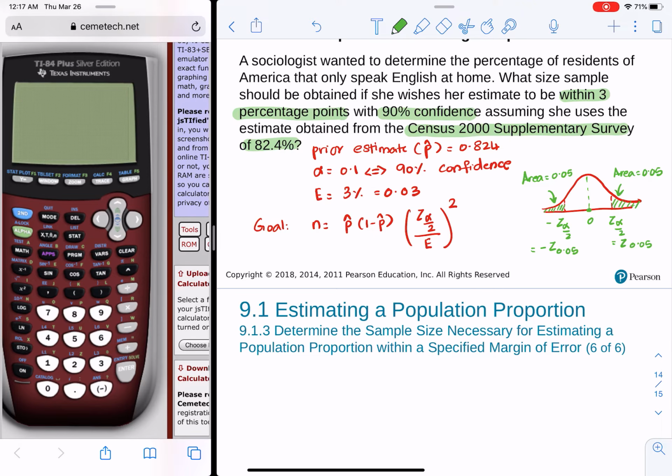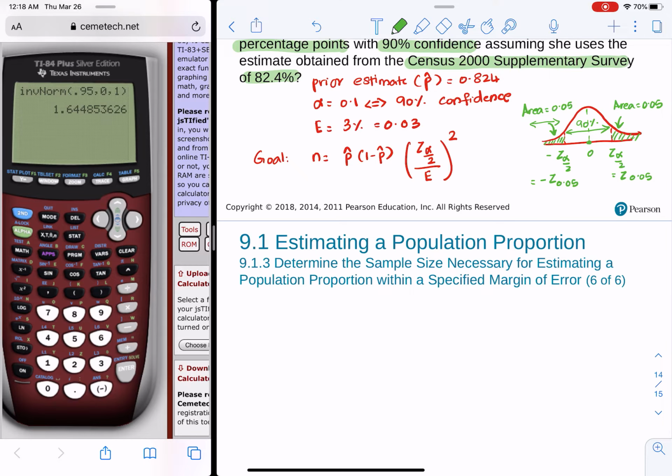So we make use of the inverse norm function and plug in 0.95. So 90% is in the middle, because our confidence level is 90%, and we add 5% to that, which is right over here, which would give us 95%. So inverse norm 0.95, mean of 0, standard deviation of 1, and we get 1.645.